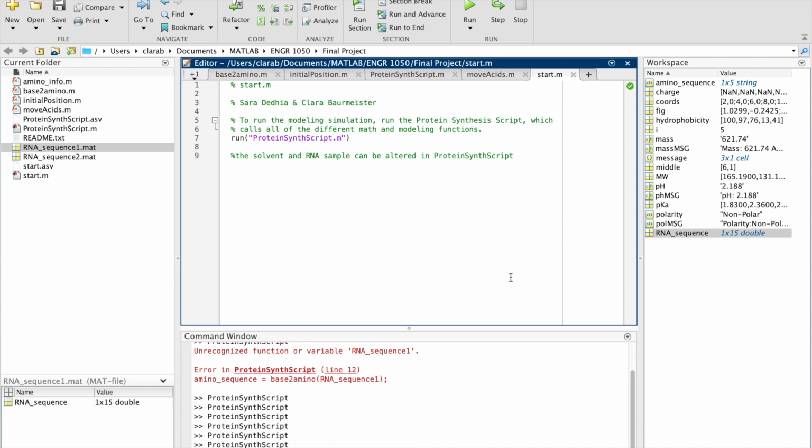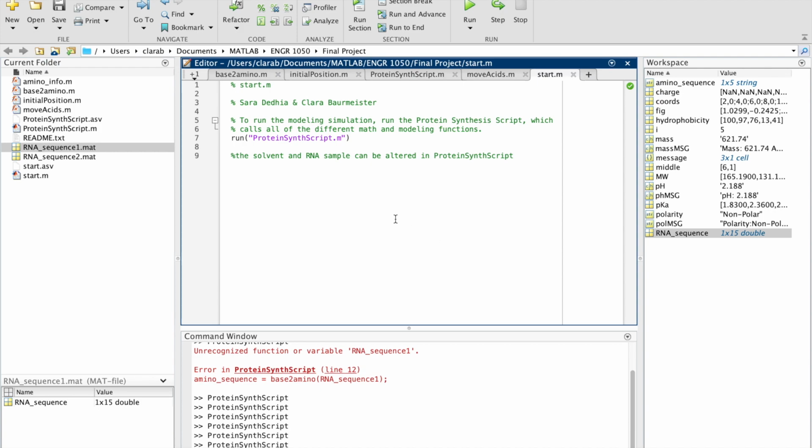The purpose of our project is to model the synthesis of proteins from amino acids, specifically the first step of protein folding, which is related to the hydrophobicity and polarity of each individual amino acid. We were inspired by one of our homeworks that was about translating bases to their amino acids.